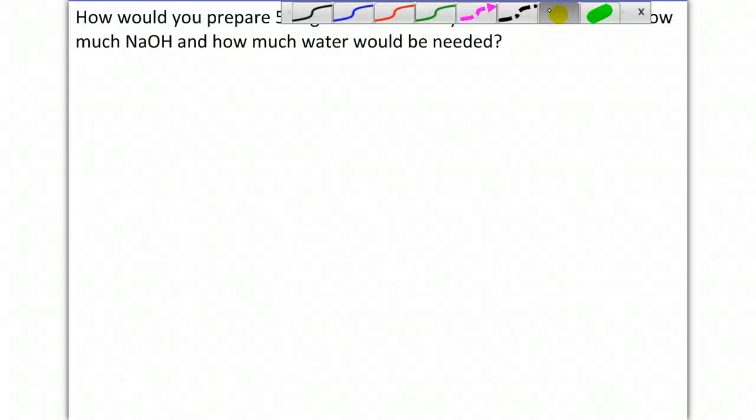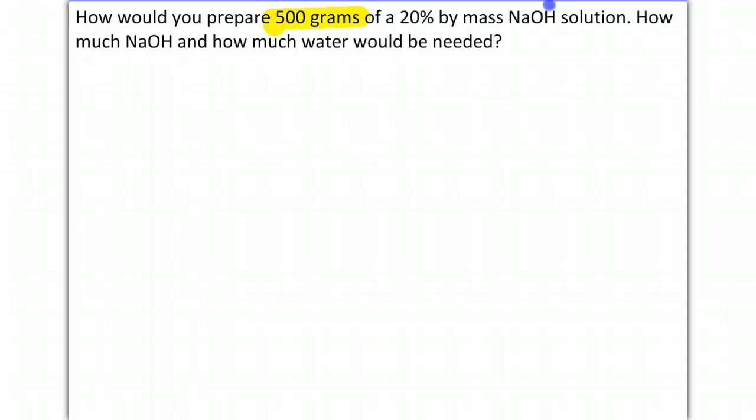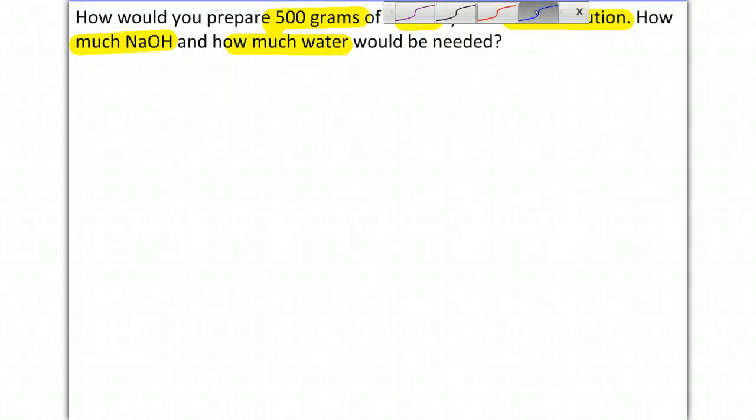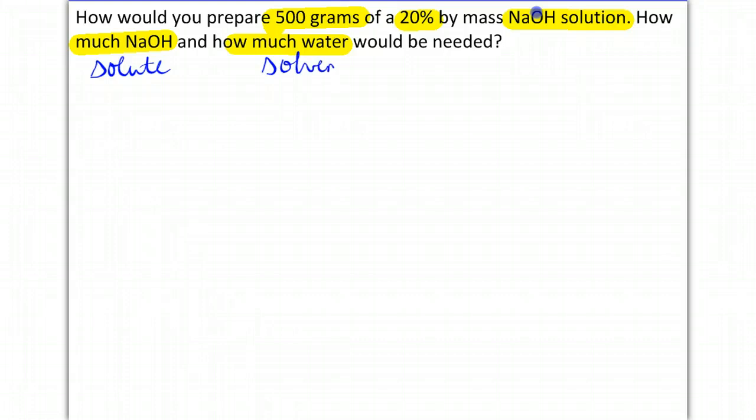Now our question is, how would you prepare 500 grams of a sodium hydroxide solution if it's 20% by mass? The question is, how much sodium hydroxide and how much water are we going to need? So we want to know how much solute and how much solvent are we going to need. Realize that this 500 grams is the amount of the solution that they have given us. And we also have the percentage.